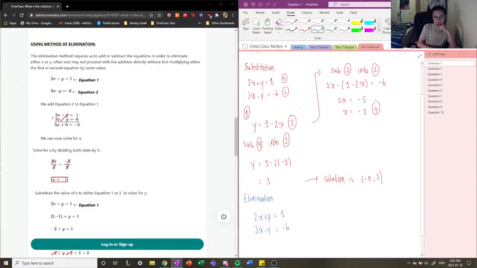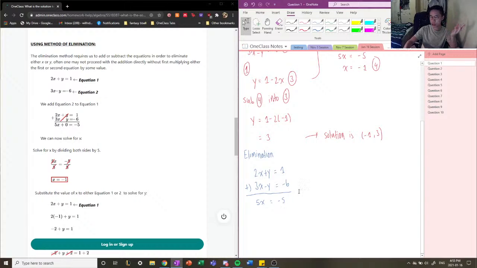So you see here that if we were to add these two linear equations together, so we add the left-hand side together and the right-hand side together, we would get rid of our y variable. So if we were to add both sides, we would get 5x plus, so positive y minus y is 0, and then we would have negative 6 plus 1, which is negative 5. Okay?